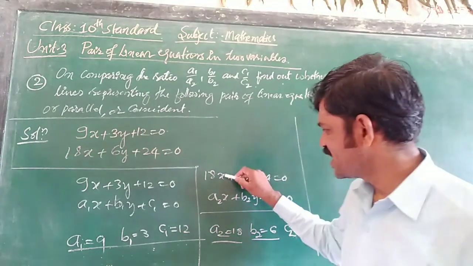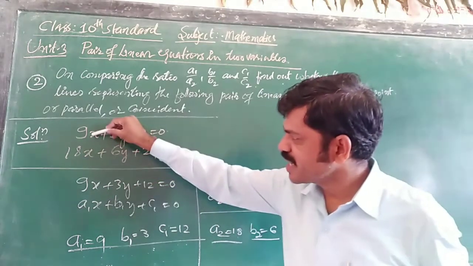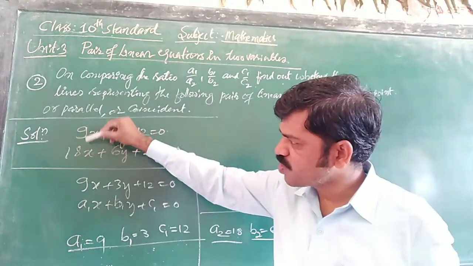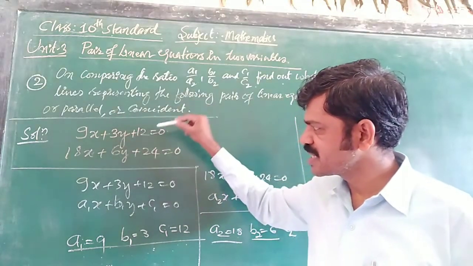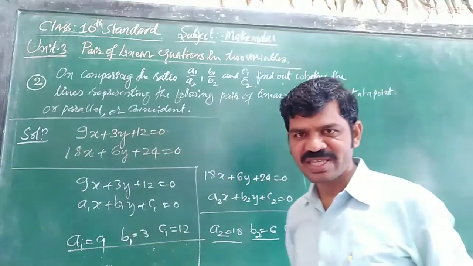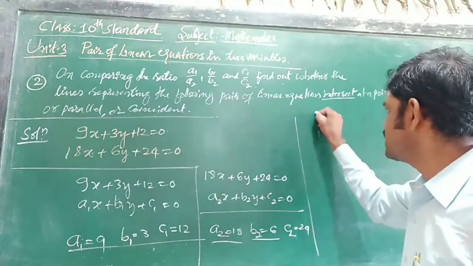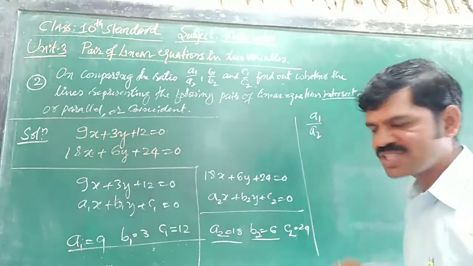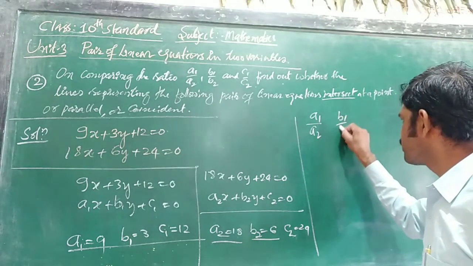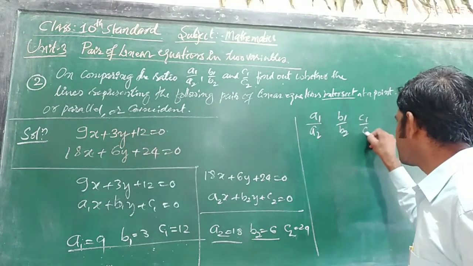So let us compare these coefficients. The coefficients of x are 9 and 18. The coefficients of y are 3 and 6. And c1, c2 are the constants. See, we have to compare the ratios a1 by a2, b1 by b2 and c1 by c2.